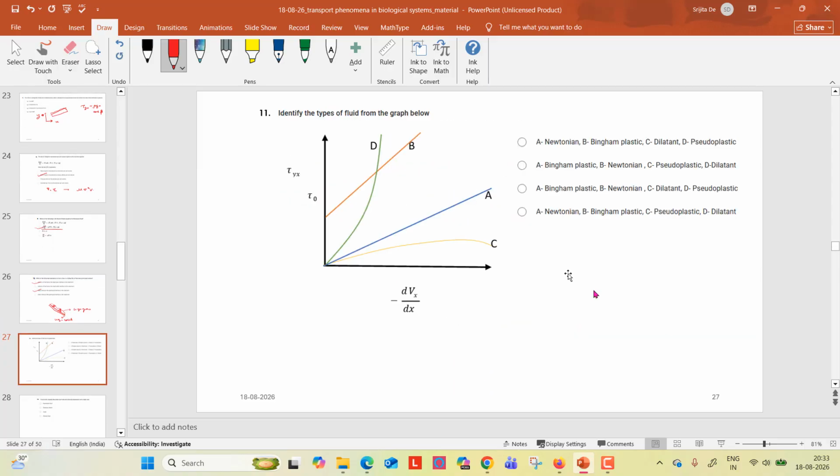Next, identify the types of fluid from the graph below. So it is very easy. I have shown you like this, right? So A is your Newtonian fluid. B is your Bingham plastic fluid, right? C is your shear thinning fluid, that is pseudoplastic fluid, right? Because you can see here the slope is reducing, so it is shear thinning. So it is pseudoplastic, and this is shear thickening, this is dilatant. Option D.